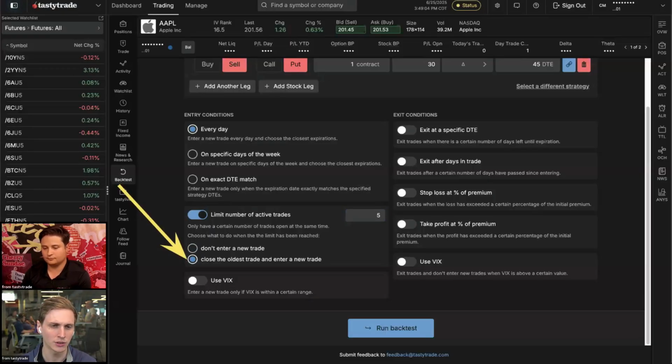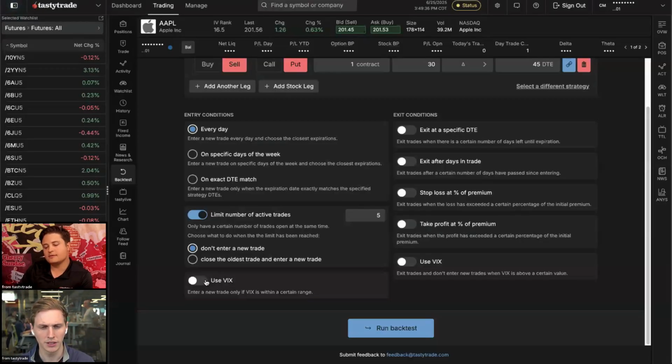Again, personally, I'm not doing this that often. It depends on how you want to trade, your personal preferences, and how you are trading options. I would think a majority of people are generally not going to cycle out their oldest trade every time they hit a certain limit on the amount of trades, right? It's always going to be dependent on your current profit or loss, risk on it, how close you are to expiration, right? So I'd say for the most part, keeping it simple, we'll keep it at don't enter a new trade.